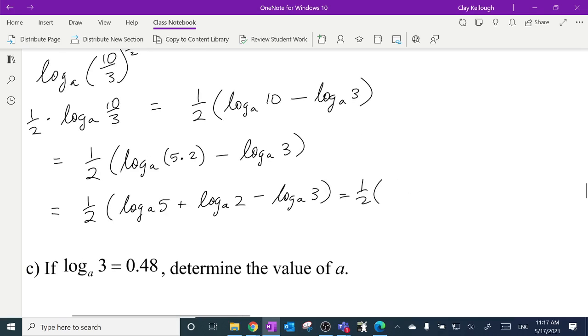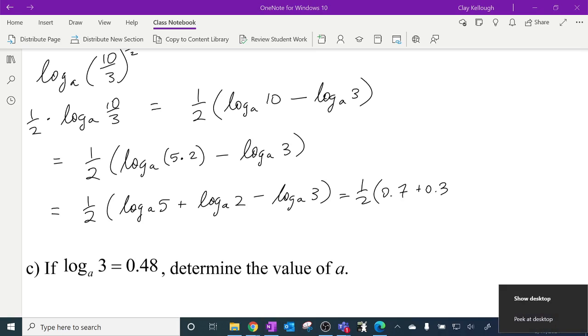Okay, so that's 1/2 times log to the base A of 5, which was 0.7. So that's 0.7. The log to the base A of 2 is 0.3. And log to the base A of 3 was, oh, that's a subtract. Again, for some reason I don't like subtraction today. Log to the base A of 3 was 0.48.